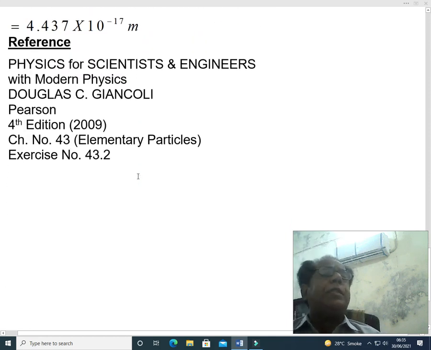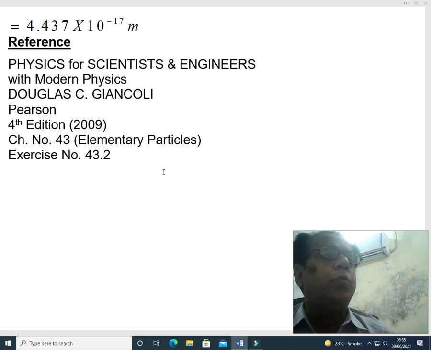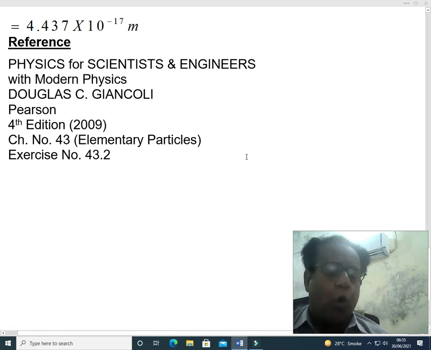Reference book is Physics for Scientists and Engineers with Modern Physics. Author is Douglas C. Giancoli. Publisher is Pearson. Its 4th edition 2009 has been adopted and its chapter number 43, elementary particles, is our concerned chapter, and this problem has been enumerated as exercise number 43.2 of this book, and this is the end of our module.